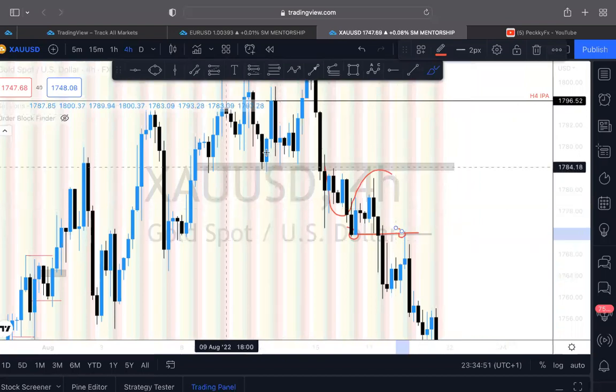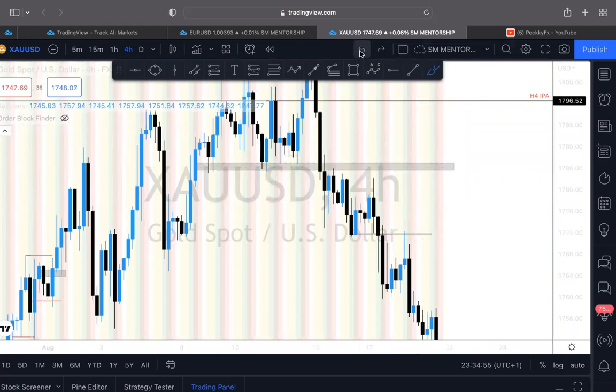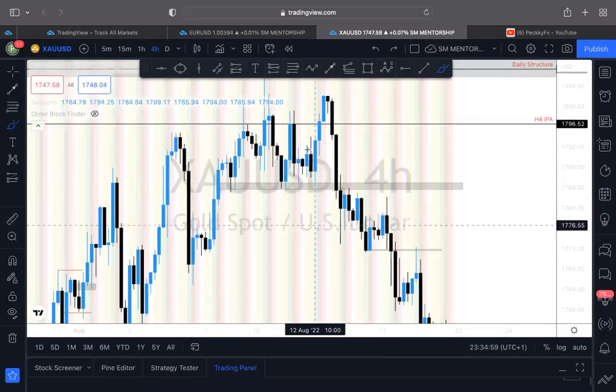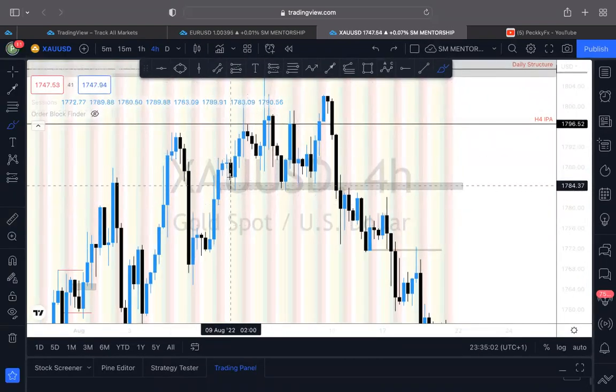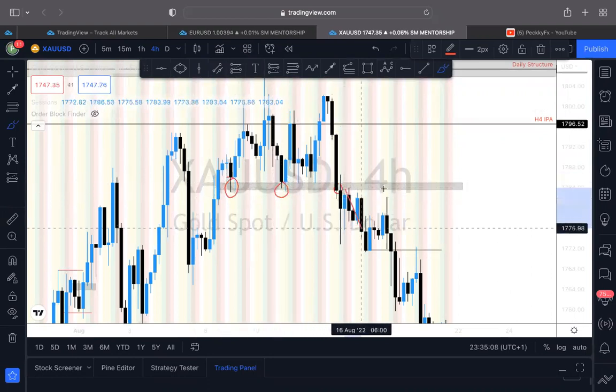All right, so this was actually, okay, sorry. So this is just the support that was broken, candle close below it right here. So expected the retest to have come back. Boom, failed. All right, this is the next one. Support right here.